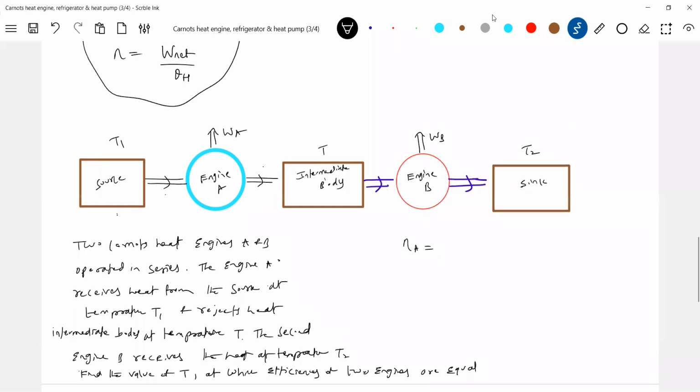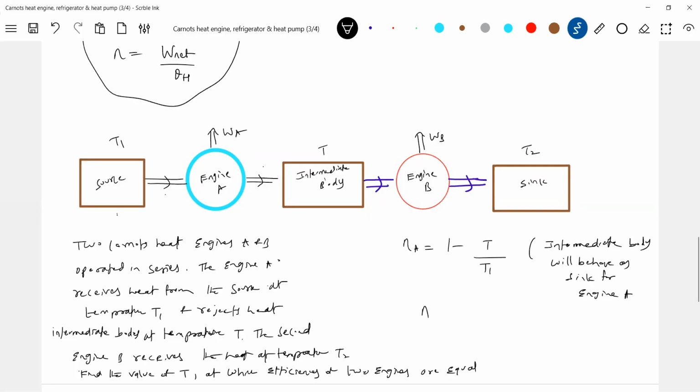1 minus temperature of cold body by temperature of hot body. I think too many symbols will get confused, so shall I write temperature T by T1? So what is the intermediate body? The intermediate body will behave as a sink for engine A. That's all, no?